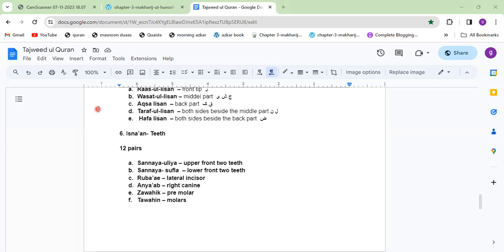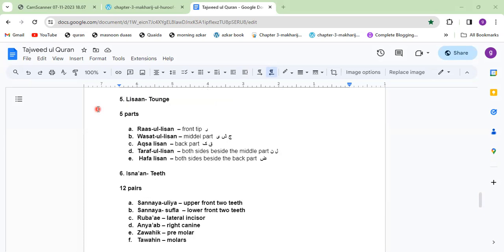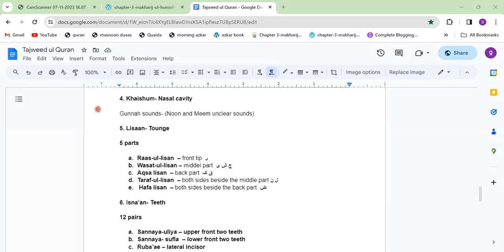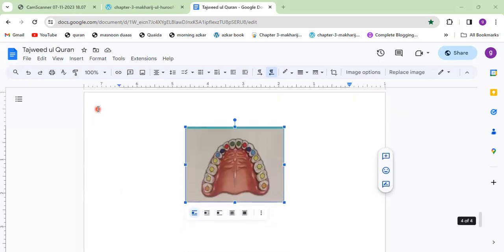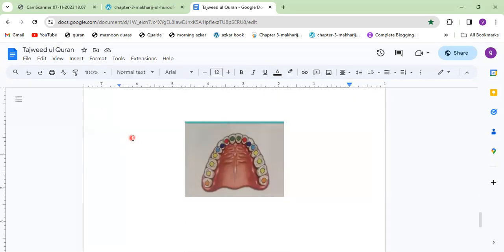Okay, so in our last class we were doing the lisan, which is our tongue, right? And from the lisan, using the five parts, we tried to pronounce almost 7 to 8 letters, right? Along with that we have to pronounce 9 more letters that are going to be using our tongue and our teeth. So today we will learn the names of the teeth first, and then we will learn how we are going to use these teeth to pronounce the letters.